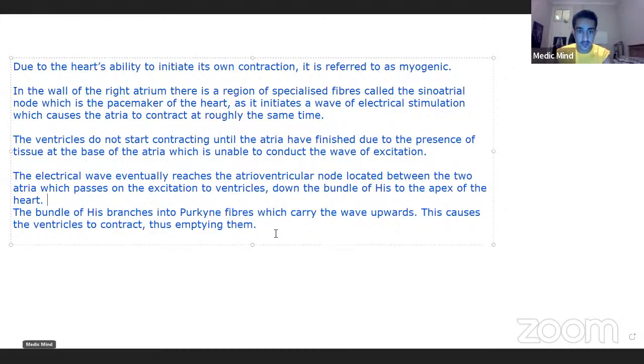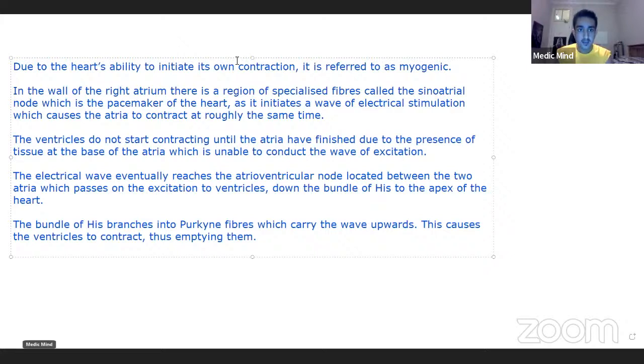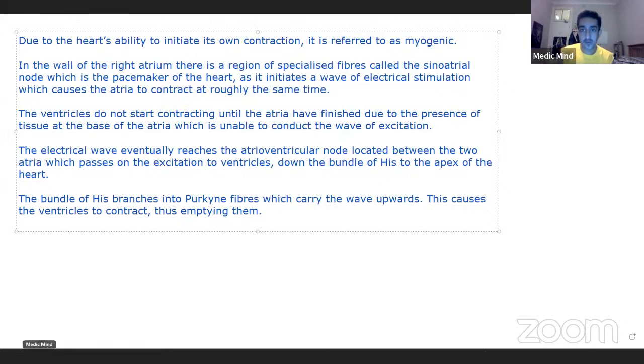In the walls of the right atrium, there is a region of specialized muscle fibers called the sinoatrial node. And they initiate a wave of depolarization that spans across the atria of the heart. This signal is detected by the atrioventricular node. There is a septum between the atria and the ventricles, which prevents electrical conductivity from going straight from the atria to the ventricles. The AVN initiates a delay.